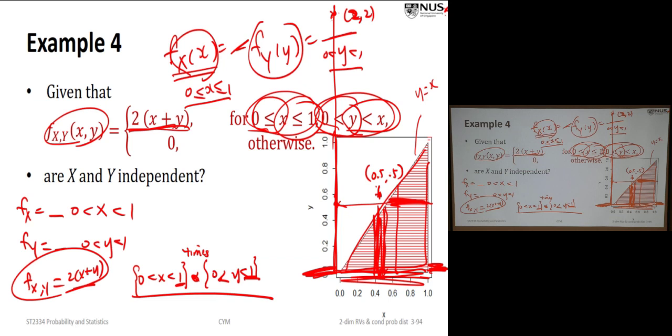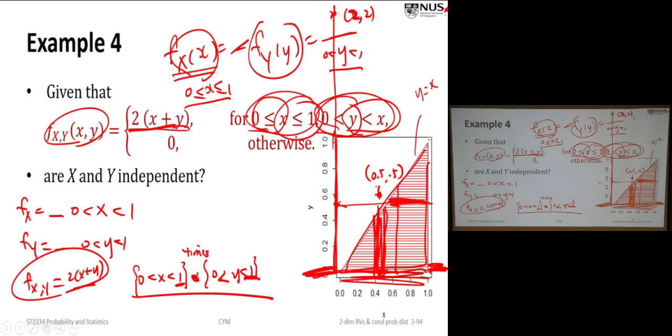But while f of xy, the joint probability density, is 0, how can the product of two non-zero numbers equal 0? So therefore, the joint PDF cannot be the product of the marginals. So we find a point where this does not hold. So x and y are not independent.